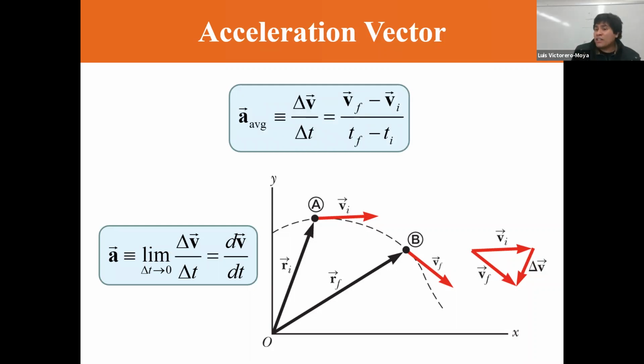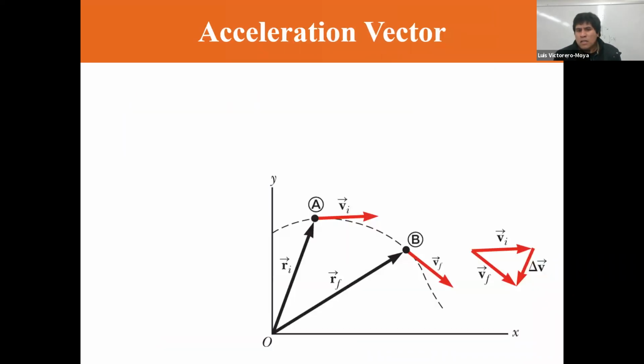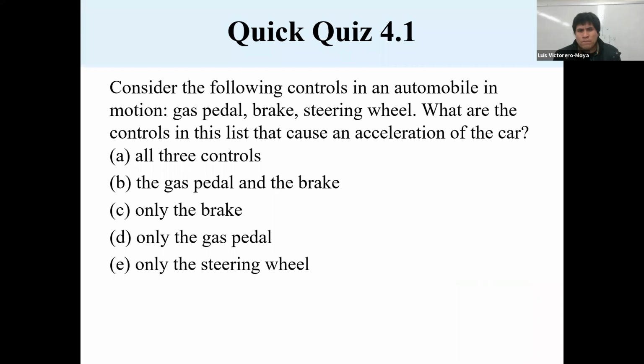Instantaneous acceleration is the first derivative of v with respect to time. It's the same as how we define the instantaneous speed. So that's a review of what we did before. And in this question, what needs to change when you are driving to cause an acceleration? You have to slow down, accelerate, or change direction. So any of these will cause an acceleration.